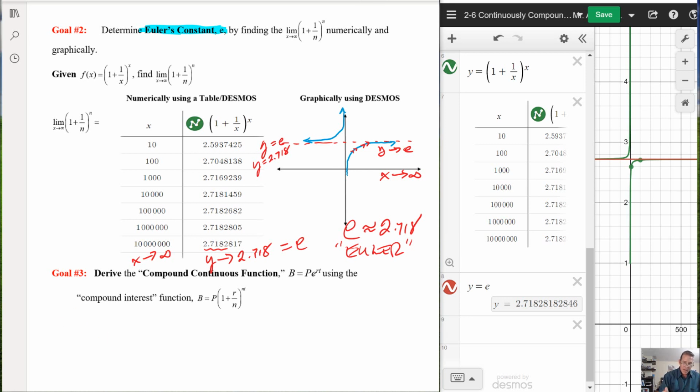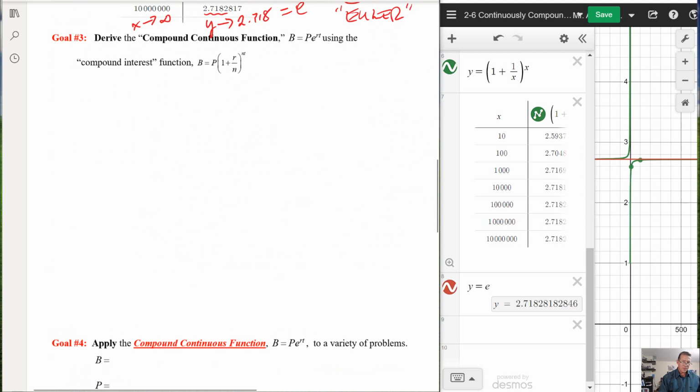Okay, now let's get on to the derivation. So here we go. Derivation, goal number 3. How do we take what we know about the compound interest formula, which you already know, and derive the compound interest function, which is B equals P times e to the RT power? Whew. Okay, here we go. So our goal is to show that B is equal to P times e to the RT power.